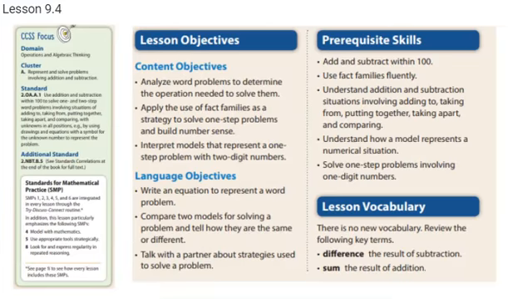Okay, let's get going. Our objectives today are to analyze word problems to determine the operation needed to solve them, then apply the use of fact families as a strategy to solve one-step problems and build number sense, and interpret models that represent a one-step problem with two-digit numbers. Let's move forward.